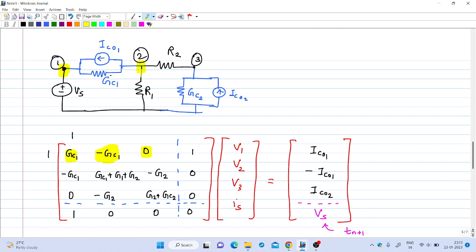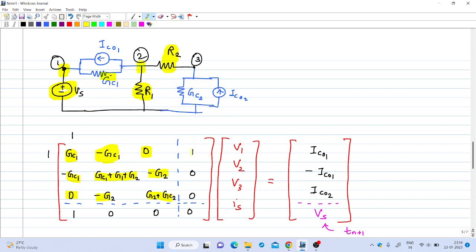Now the second diagonal entry will be sum of the conductances connected to second node, that is GC1 plus G1 plus G2. G1 is 1 by R1, G2 is 1 by R2. Similarly, second row, third column element will be negative of the reciprocal of R2, minus G2. So this we have seen before in the beginning of the course. So like this we can fill the G matrix.